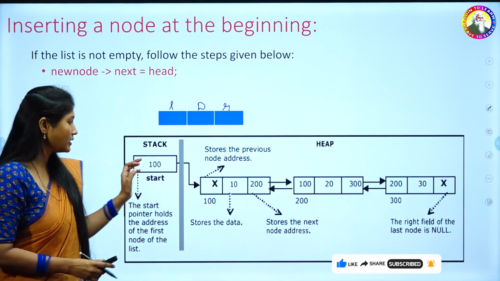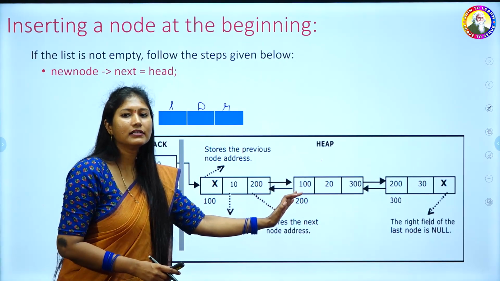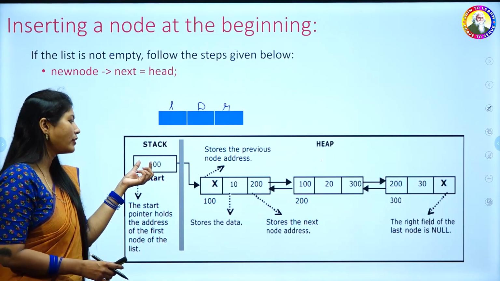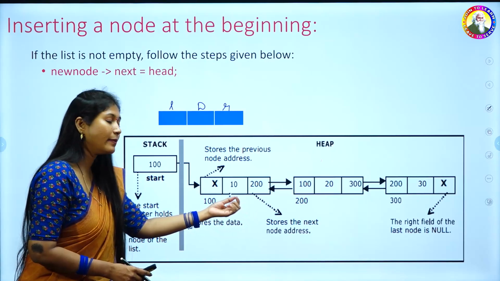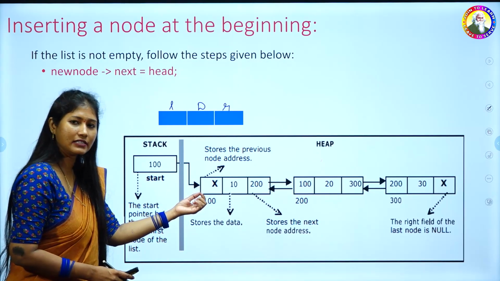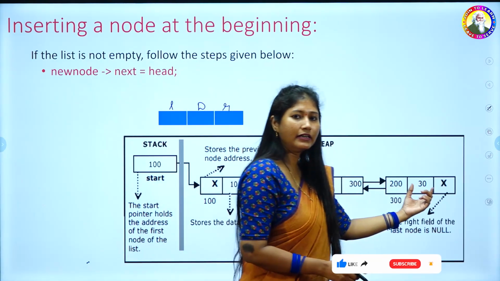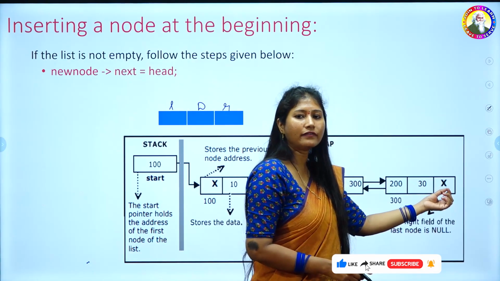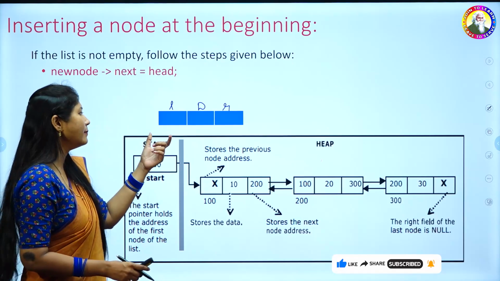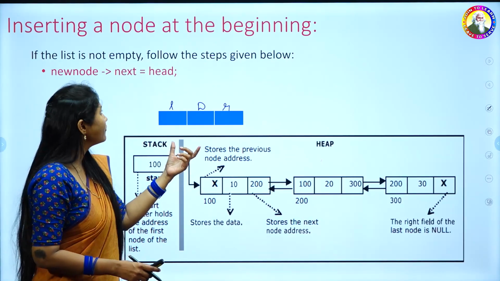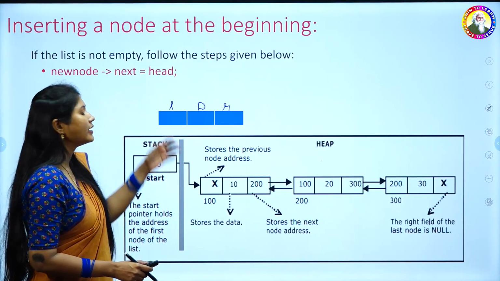If you observe this one, this is a general double linked list structure. That is, the start pointer is going to have the address of the first element, and the first element's left link is going to have the address null, and the last element's next pointer is going to have the address null. Now my case is I need to insert an element at the beginning. If you observe this one, new node next equal to head.